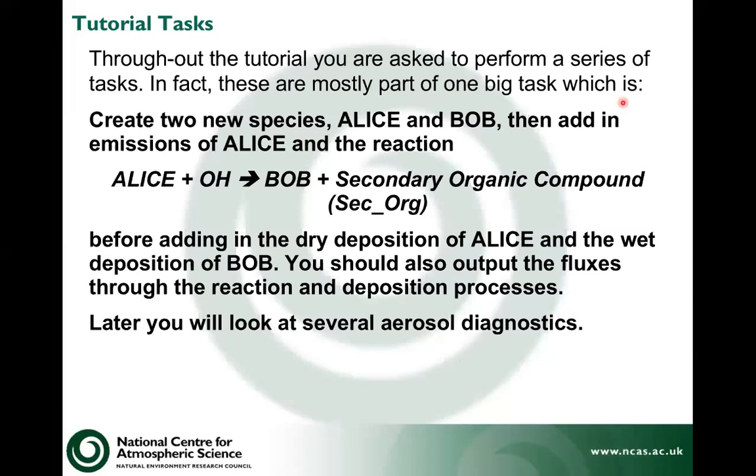You'll be asked to perform a series of tasks, and in fact they're part of one big task, which is to make 2 new species called Alice and Bob. You add in some emissions of Alice, and you add in a reaction of Alice with OH to form the species Bob, and a kind of secondary organic compound that links with the aerosol scheme. You add in dry deposition of Alice, wet deposition of Bob, and output the fluxes through the reactions and the deposition processes, and then you diagnose what's happening to the aerosol. To a certain extent, this encapsulates a lot of what you might be asked to do with this model.